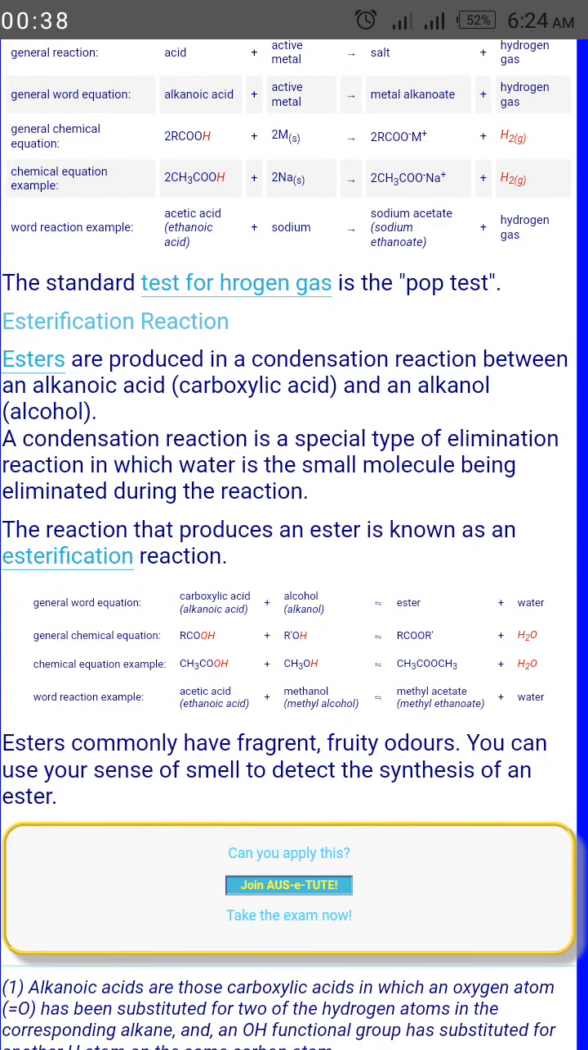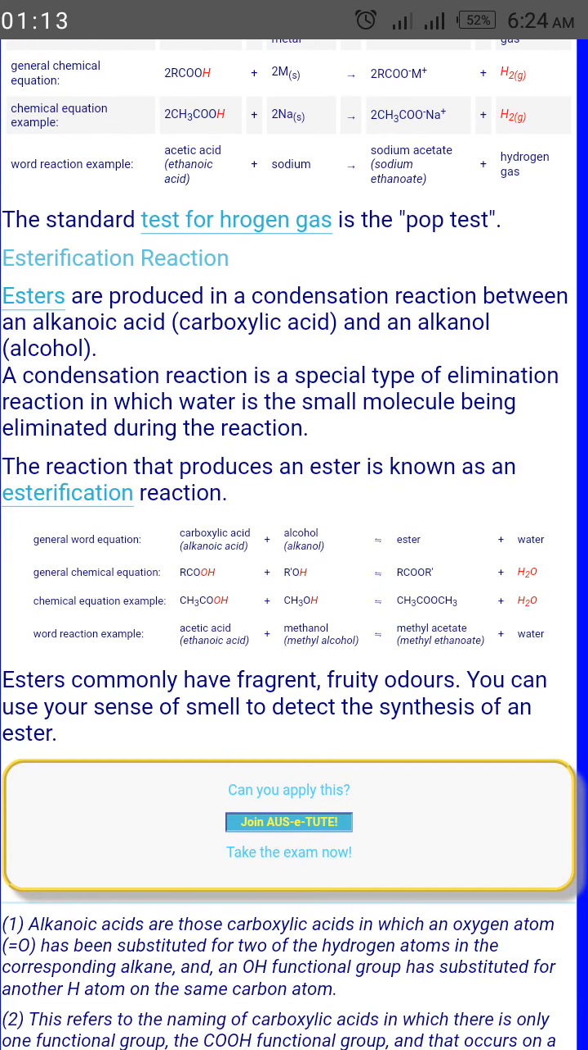Esterification reaction, let's look into that. Esters are produced in a condensation reaction between an alkanoic acid, that's carboxylic acid, and an alkanol. That is the condensation reaction between alkanol and alkanoic acid to produce an ester. It's what we call an esterification reaction. A condensation reaction is a special type of elimination reaction in which water is the small molecule being eliminated during the reaction. The reaction that produces an ester is known as an esterification reaction.